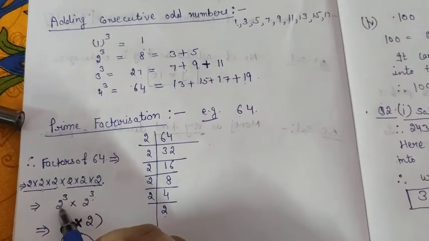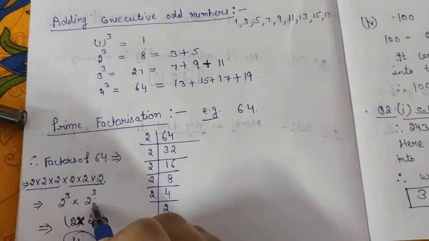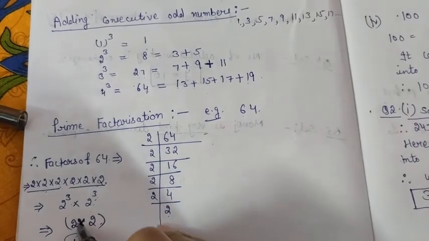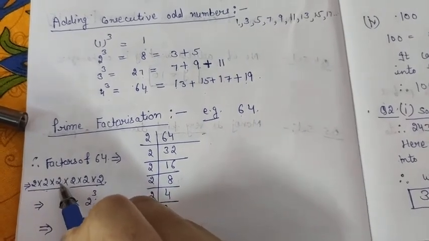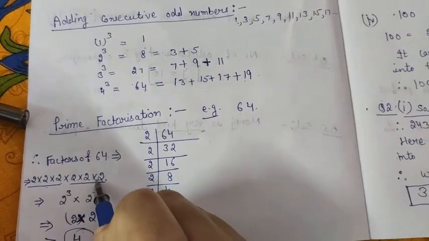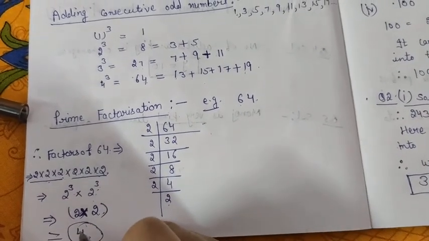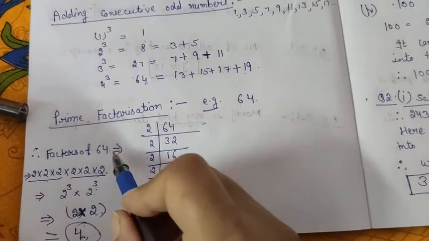Now, if we have to find the cube root of 64, we will write it as one number from this group multiplied by one number from the other group. So 2 multiplied by 2 is equal to 4. So 4 is the cube root of 64.